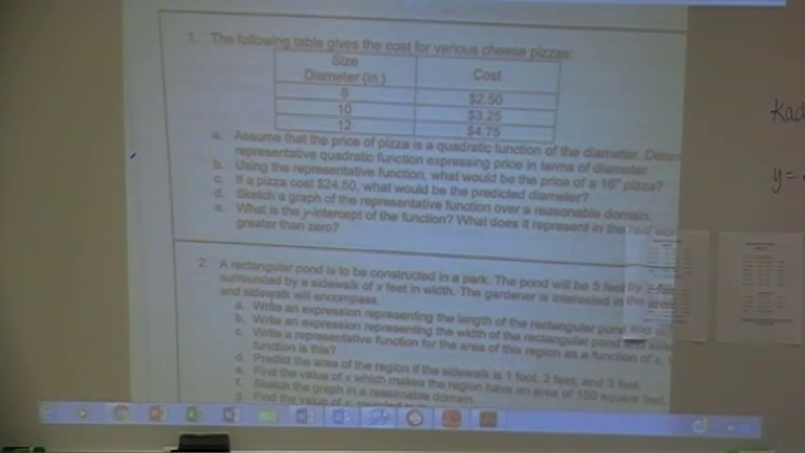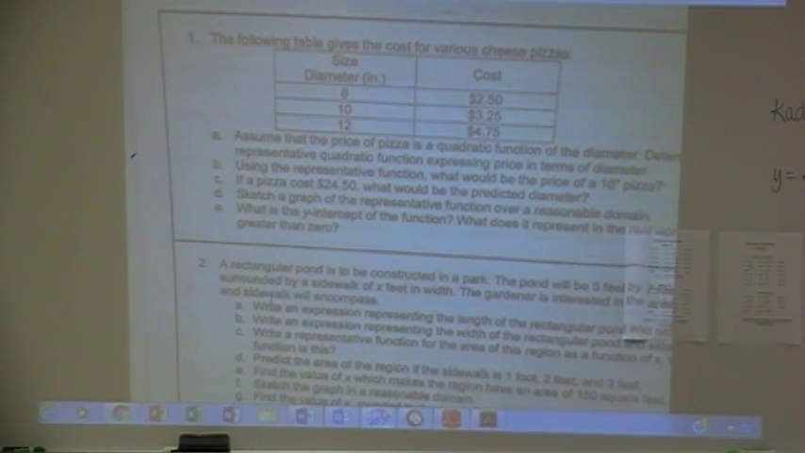So anyway, it's telling us that this is quadratic. So when we do this, if we do it in the table, our R2 should come out to be pretty accurate because this is telling us it's quadratic. So they want us to find the function. So we're going to plug it in our calculator just like we were doing.